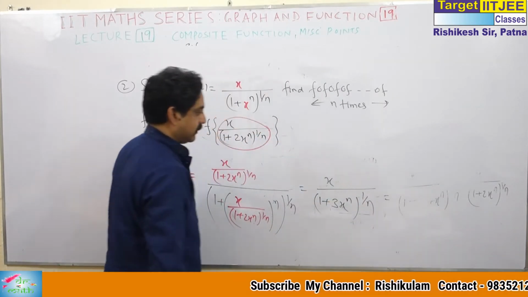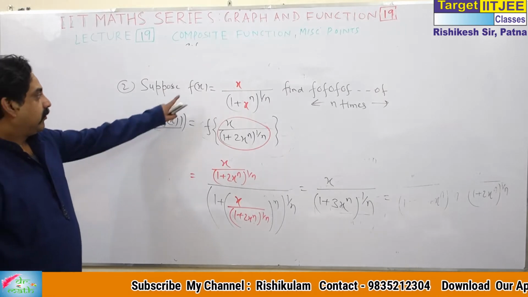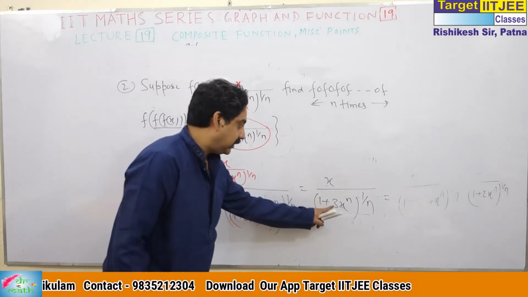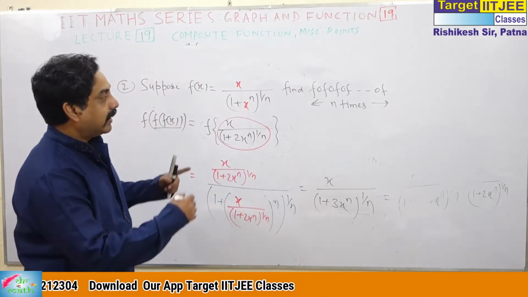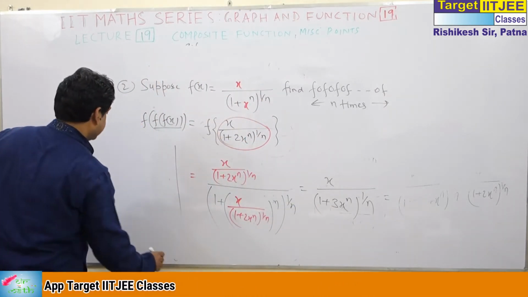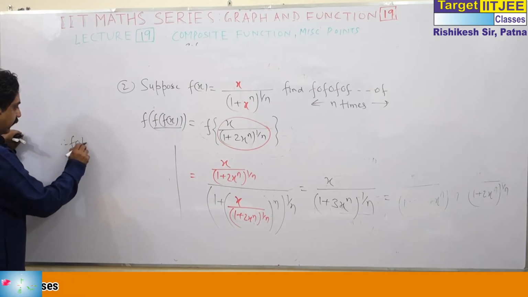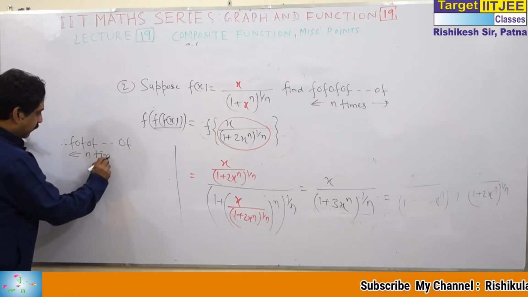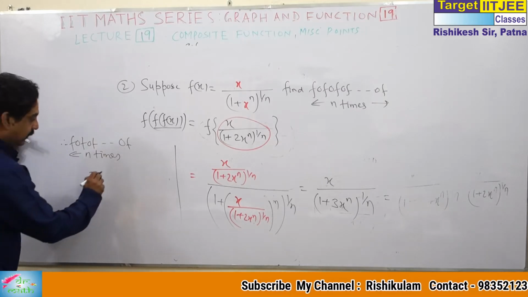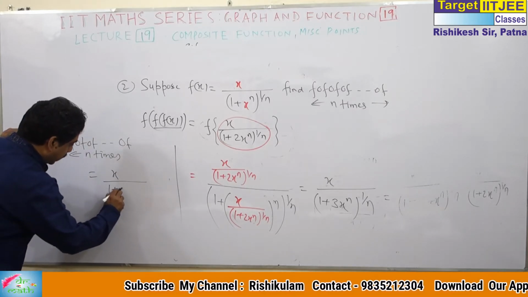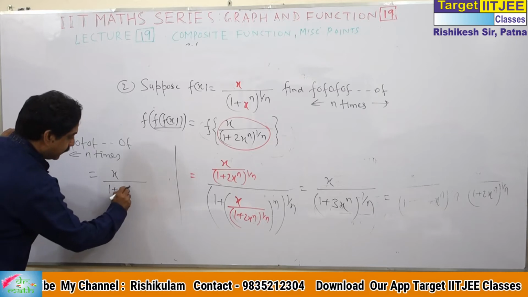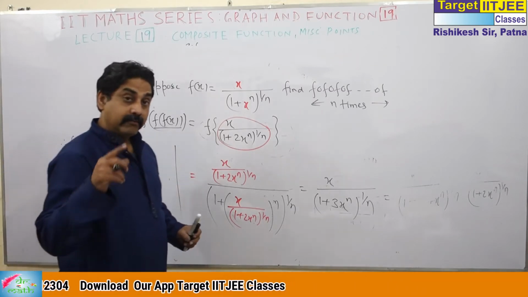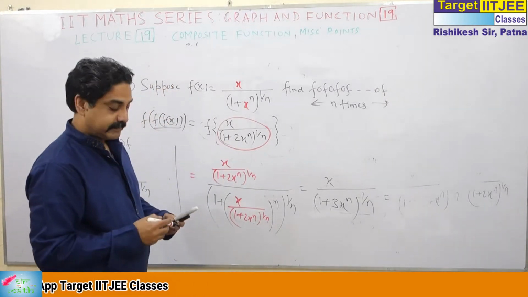Now pattern is clear. For 1x, here is 1. For 2, here is 2. For 3, here is what? 3. So what for n times? Therefore f of n times. This will give actually x by (1 plus nx to the power n) to the power 1 by n. That sometimes we have to do. We have to follow the pattern and come to this.